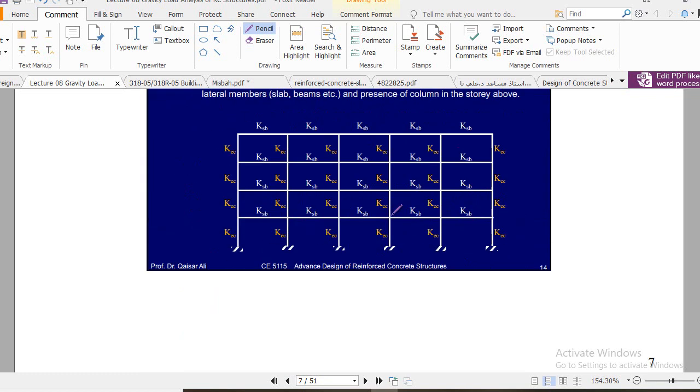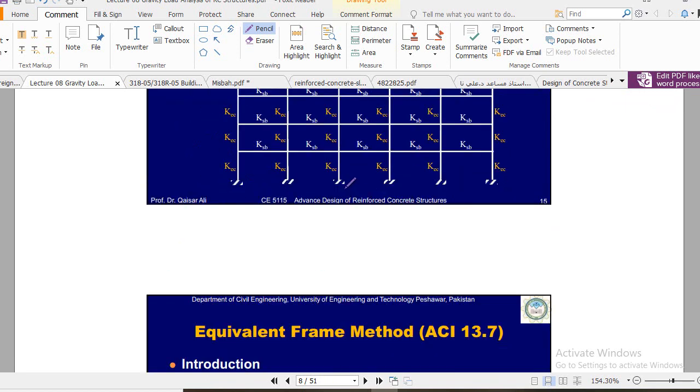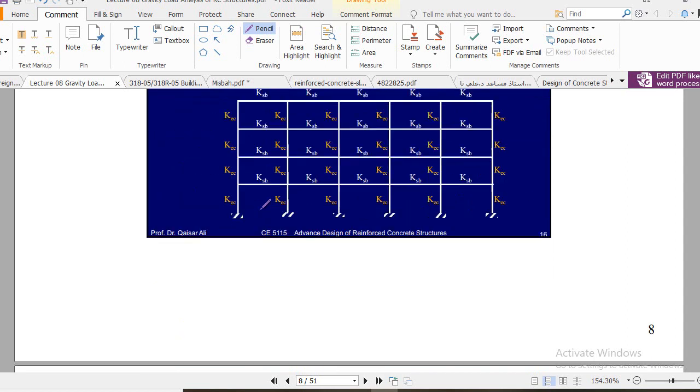So these are the equivalent stiffnesses. We will determine the stiffness for the horizontal member and we will determine the stiffness for the vertical member. The vertical member stiffness will be denoted by Kec, while the horizontal member stiffness will be denoted by Ksb, that is slab beam and equivalent column. Clear?